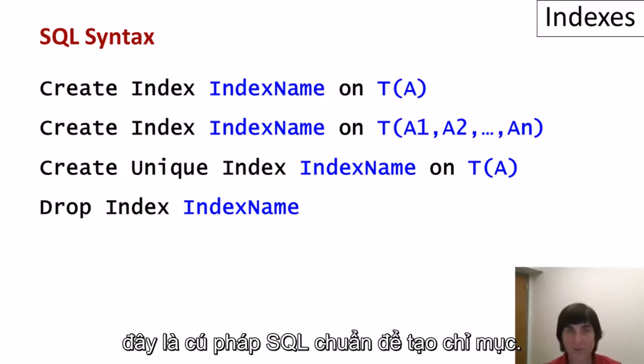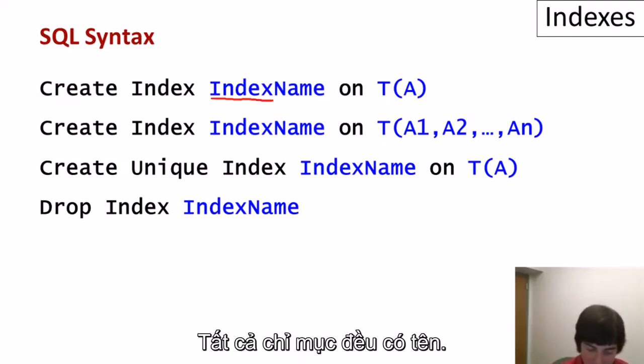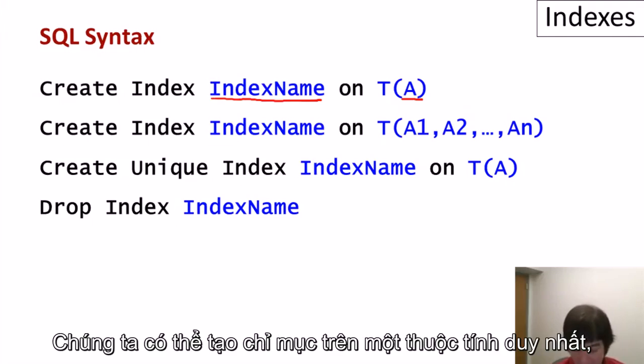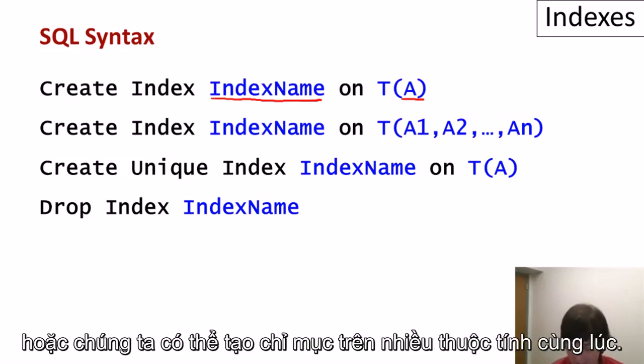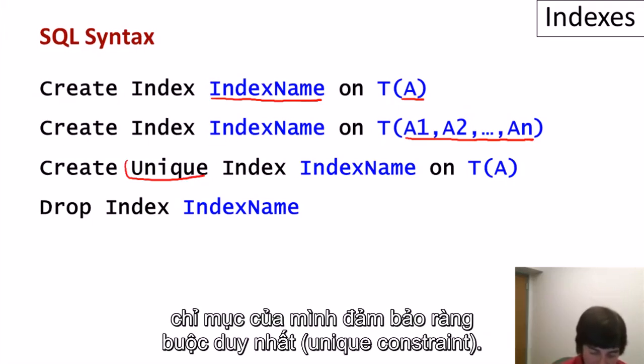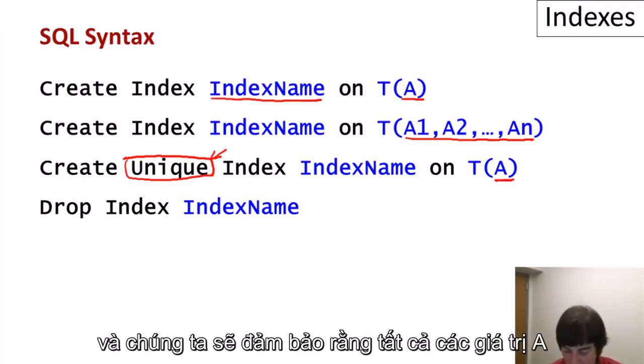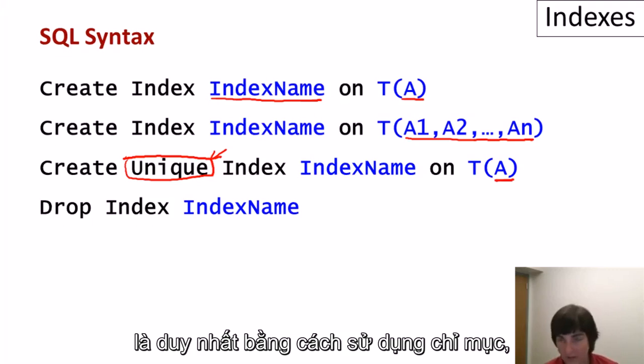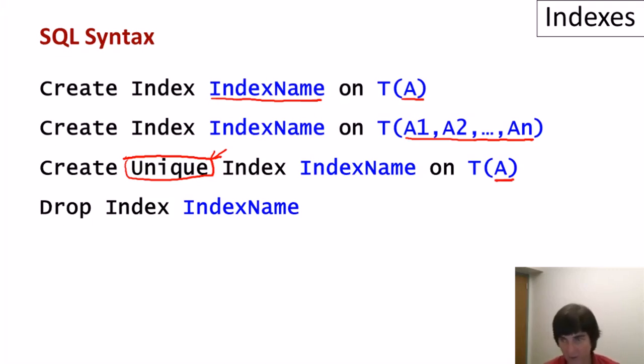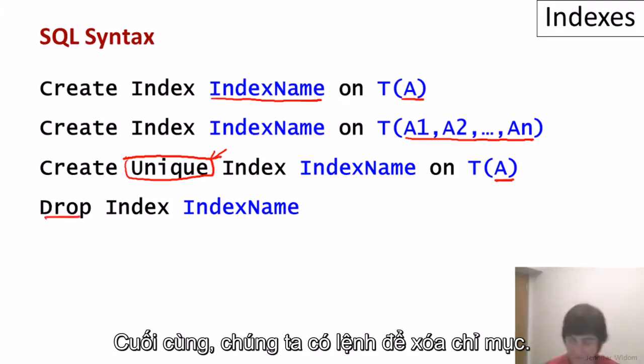Just quickly, here's the SQL standard for creating indexes. All indexes are given names. We can create an index on a single attribute. We can create an index on several attributes together. We can also say that we want our index to enforce a uniqueness constraint. So when we add the word unique, it sort of adds constraint enforcement. It says that we're going to check that all values for A are unique using our index, and we'll generate an error if there are two tuples that have the same value for A. And finally, we have a command for dropping indexes.